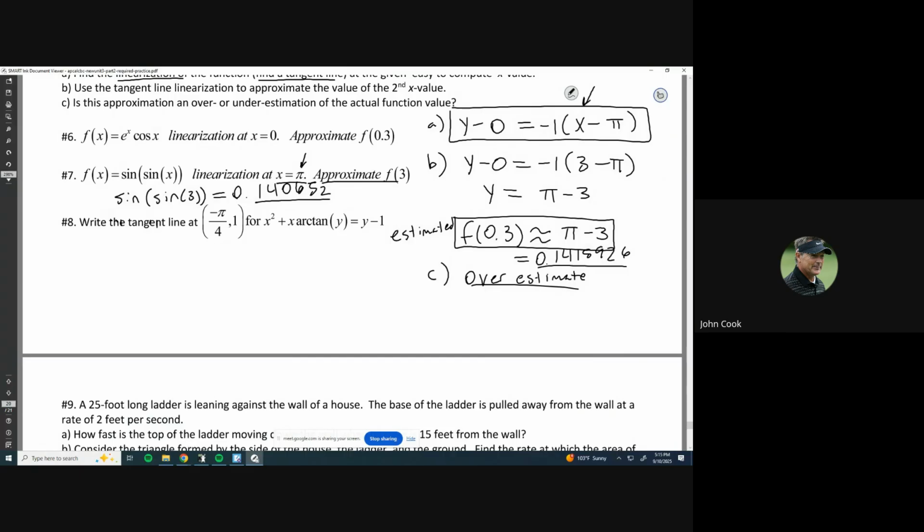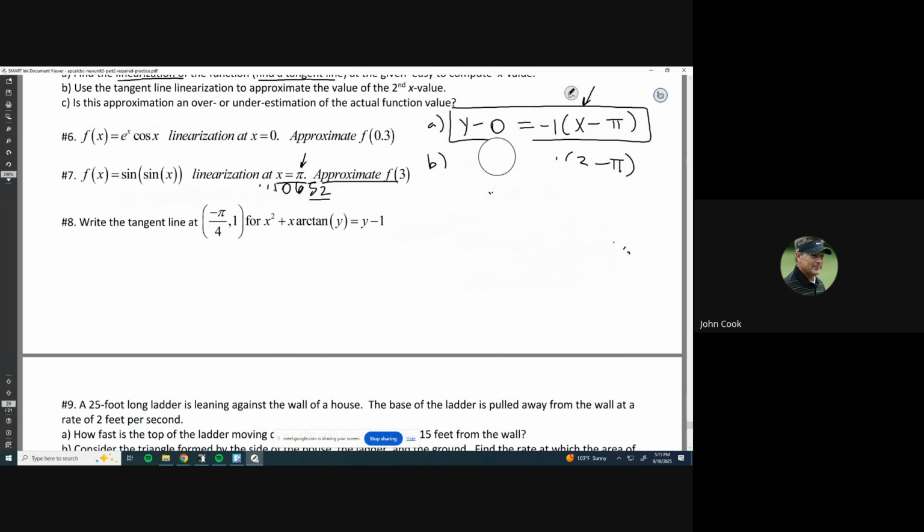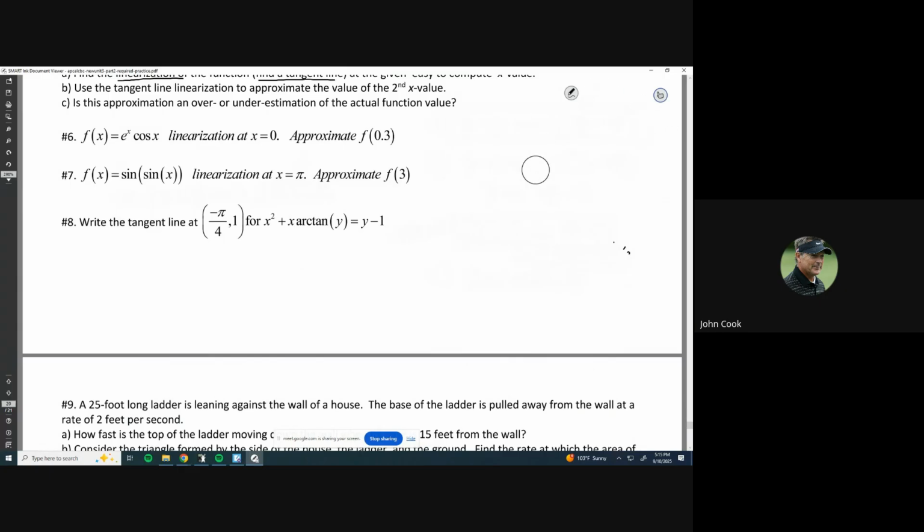So number 8, write the tangent line approximation at that point for x squared plus all that stuff. So that's all just some implicit differentiation, and you don't have to really worry about that too much. We practice some implicit differentiation with related rates. So it's just the same rules.